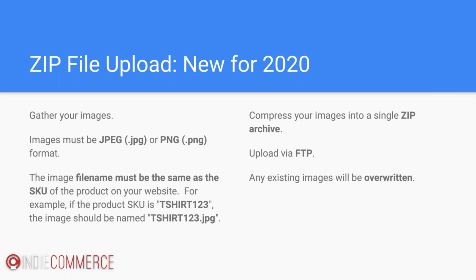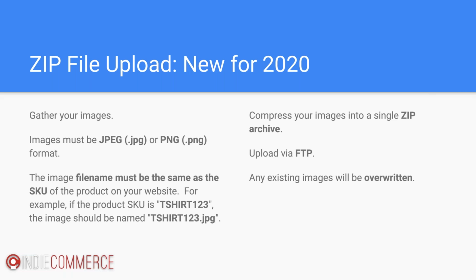So if you're in this situation, or you might even be taking photographs of your products to use, we now have an option where you can send us a zip file. What you would need to do is gather your images together. They need to be JPEG or PNG format. The most important part: the image file name has to match the SKU on your website. So if your product SKU is t-shirt123, the image would need to be named t-shirt123.jpg.